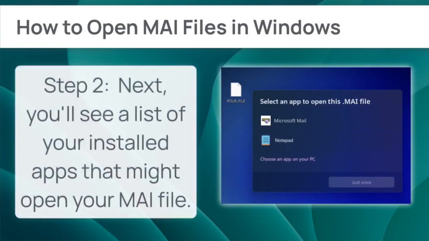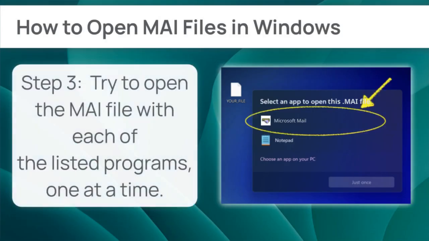Right-click your MAI file and choose Open With. Use Microsoft Mail if it is installed. If it's missing, select another program. Testing is the quickest diagnostic method.